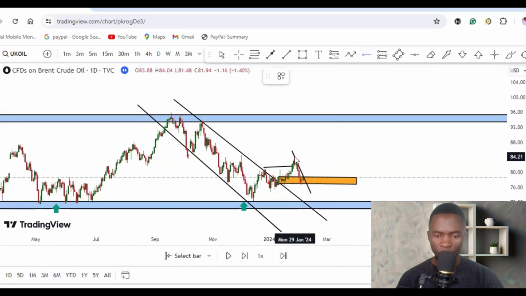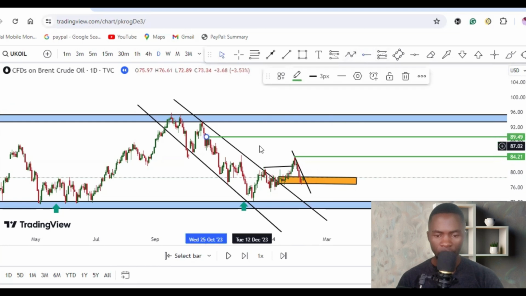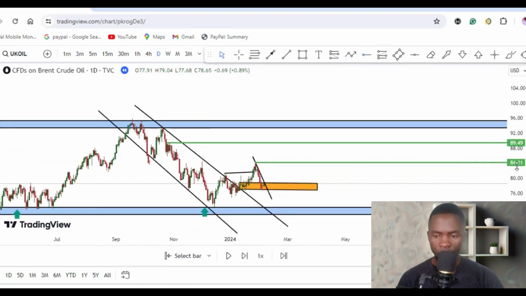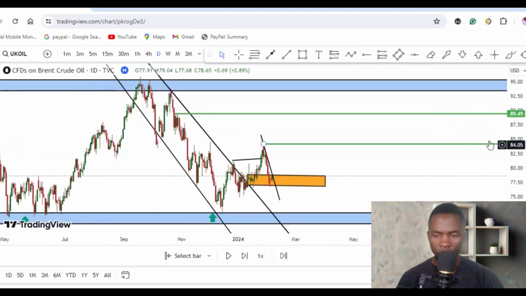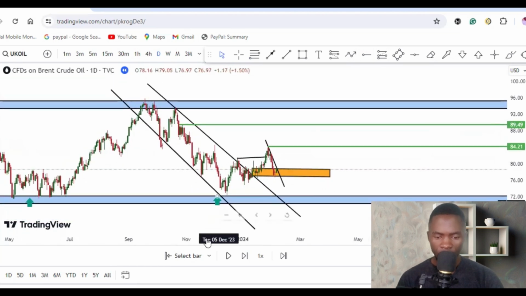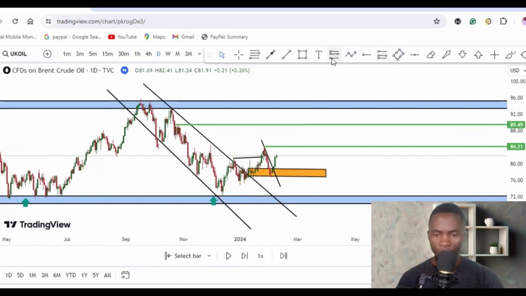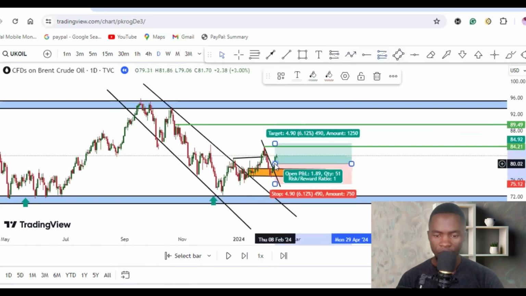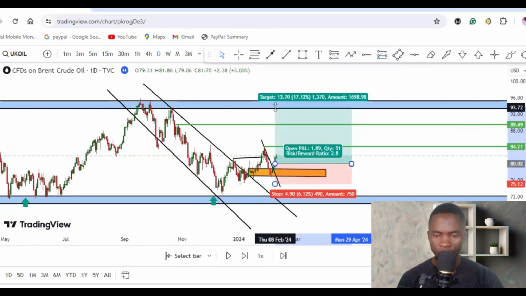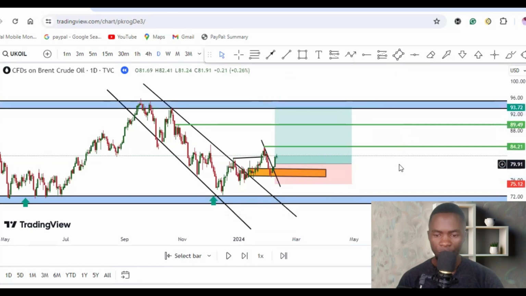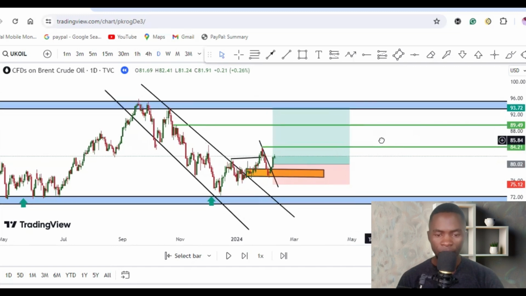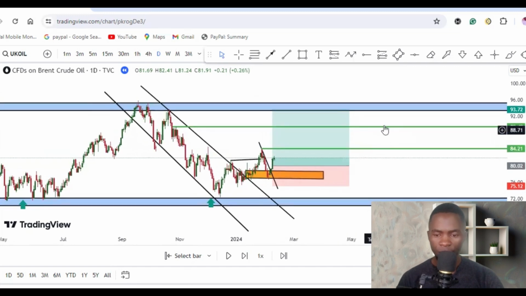So my TP1 I'm going to draw around here. My TP2 around here. So let's use the bar replay. So I'm already on this trade. My main target is at the blue zone. That's where, from one zone to another. But my first TP is at this blue green line, the first green line. Then the second TP at my second green line.